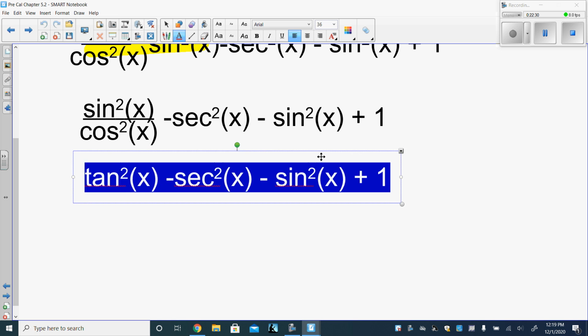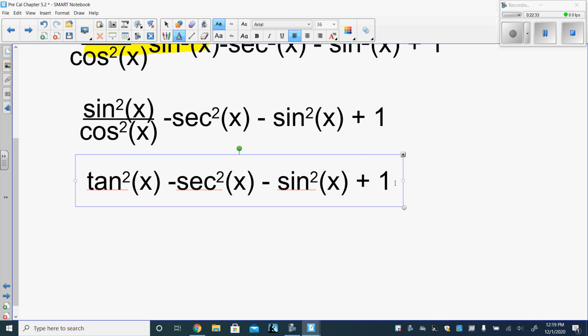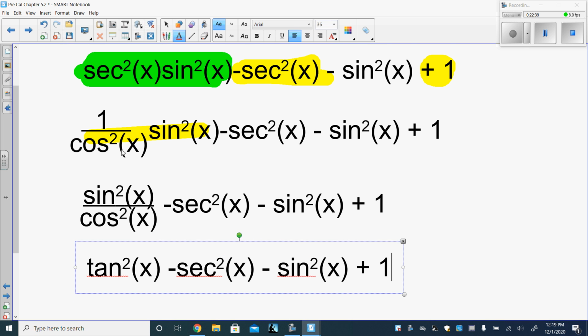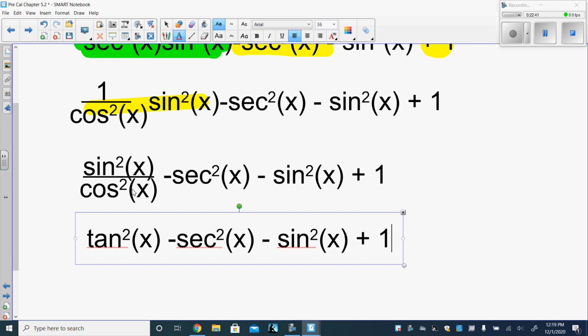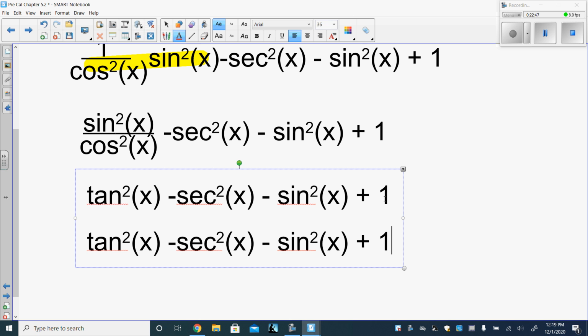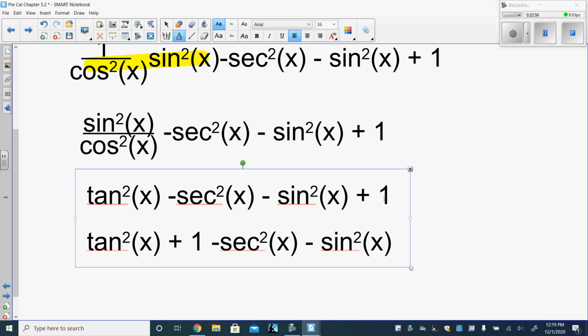Okay, that's fine. I'm going to copy that. So we've gotten to this point here. Really all I've done is take that first part, secant squared of x times sine squared of x. Well, we changed secant into 1 over cosine, which is the same as sine squared over cosine squared, which is the same as tangent squared of x. Well, I'm going to move this plus 1 down to tangent squared plus 1. And there's a reason I'm doing that.